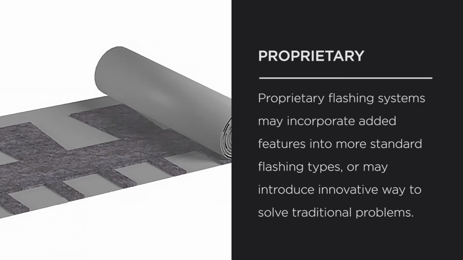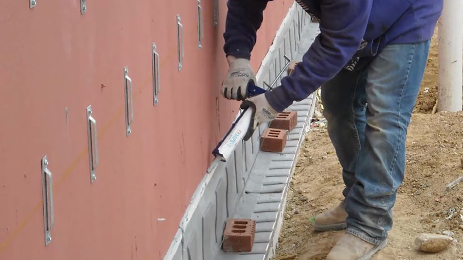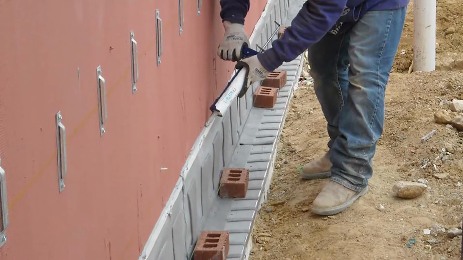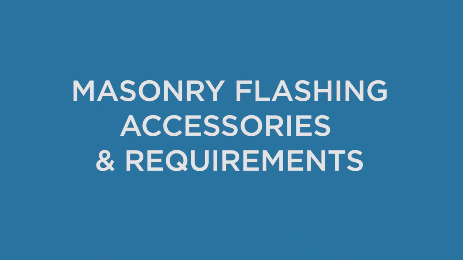There are proprietary systems available for both single-width and cavity walls that may incorporate some of the materials previously discussed. In some cases, they make installation of masonry flashings much simpler. In all cases, the type of flashing you use on a project is typically selected by the designer. Becoming familiar with the types of masonry flashing and the proper installation techniques ensures you are prepared when they are specified on a project.